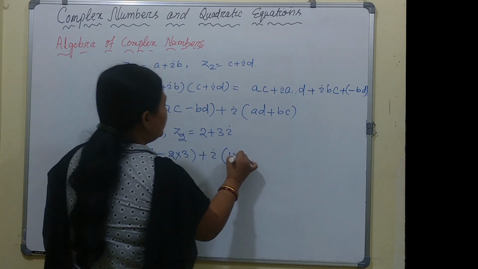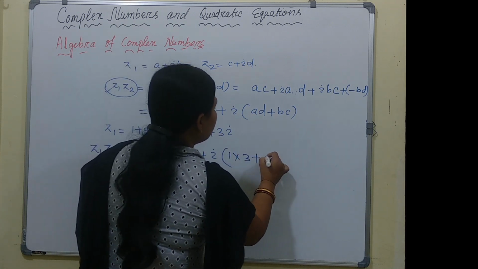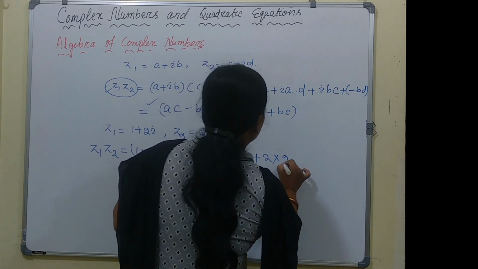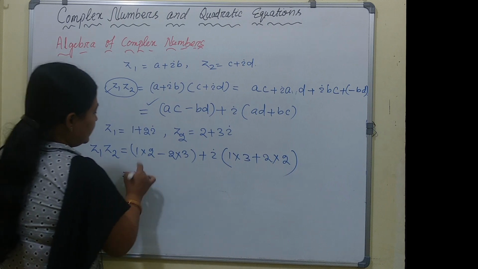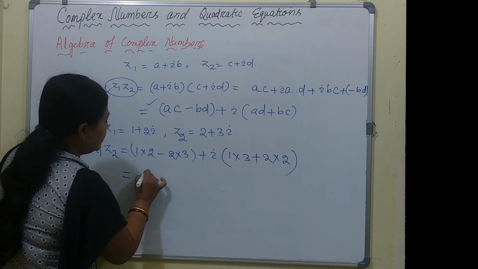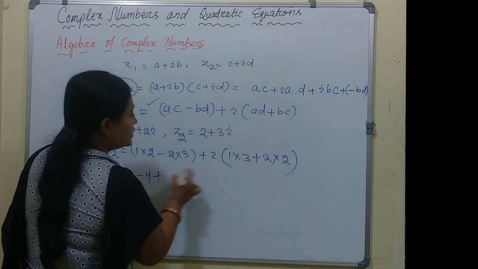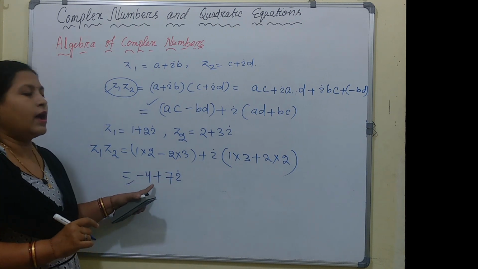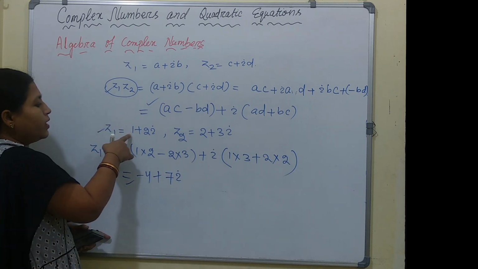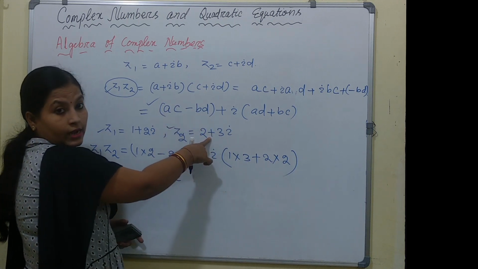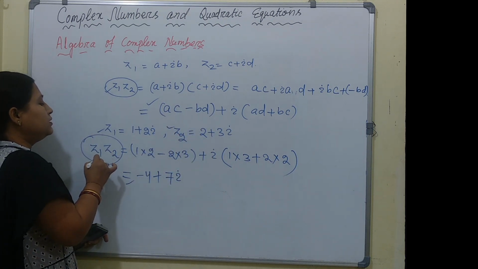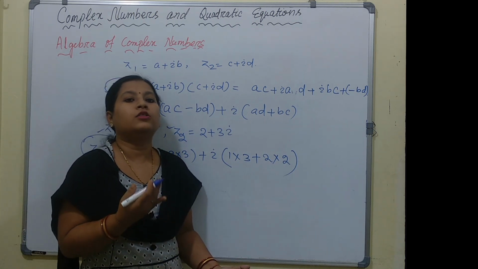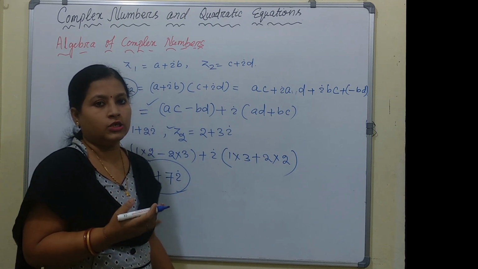a means 1, d means 3, plus bc, b is 2 into c is 2. So now we get the value: 2 minus 6 is minus 4, here plus 3 plus 4 is 7i. So now we get another complex number. If z1 is a complex number and z2 is another complex number, then z1 into z2 is another complex number. So it satisfies the closure law of multiplication.